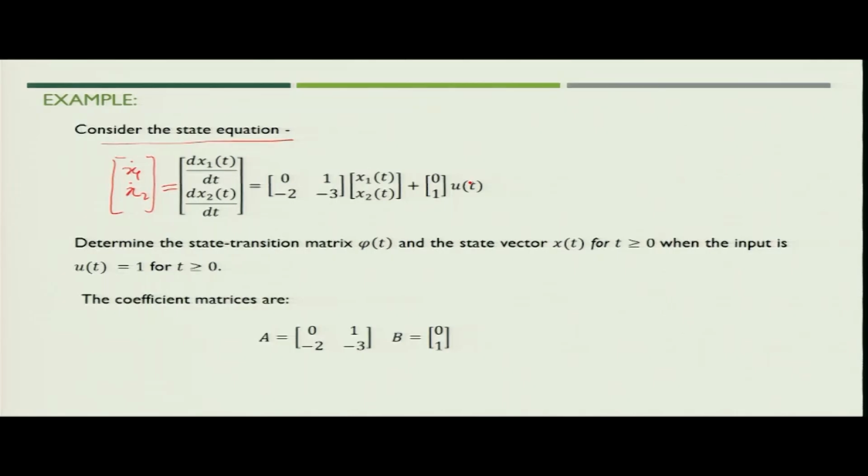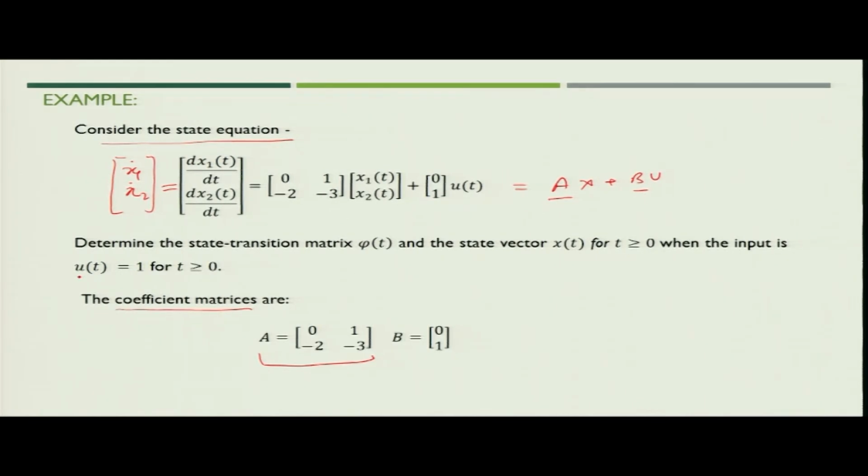So, when you compare this with x dot equal to Ax plus Bu, you will get the values of A and B. So, you can simply compute the values of A and B. A will be [0 1; -2 -3], B is [0 1]. So, now we have got the coefficient matrices.